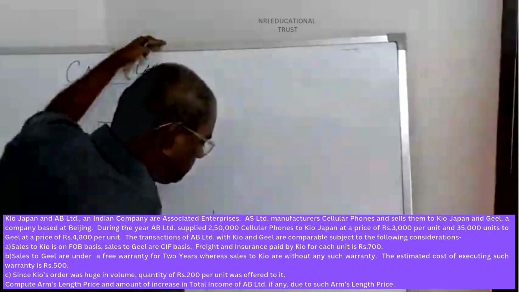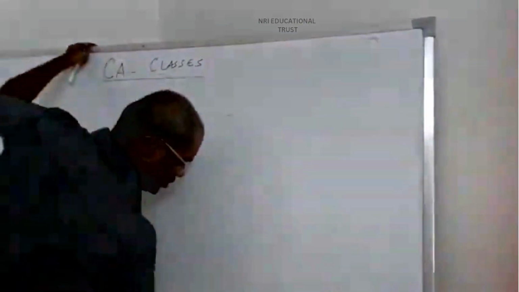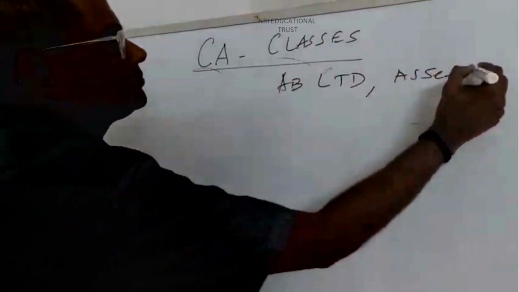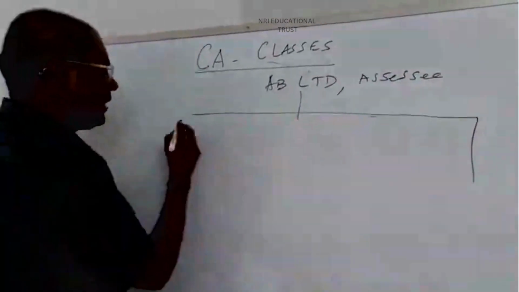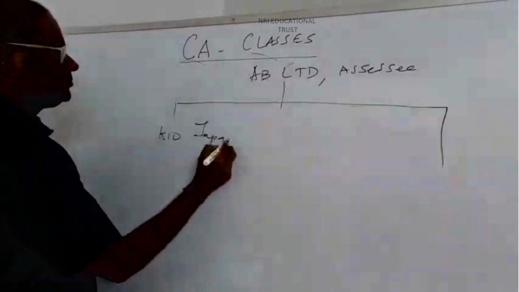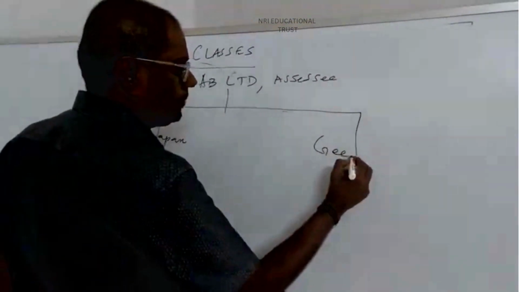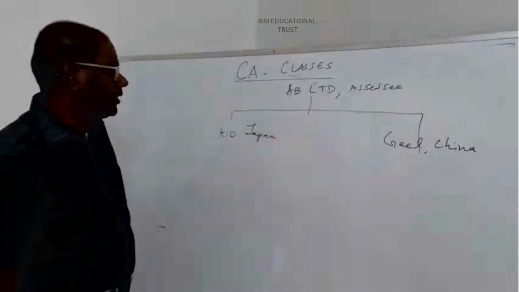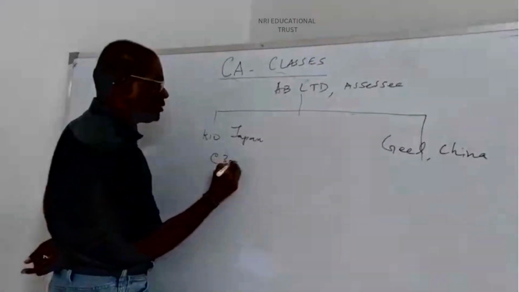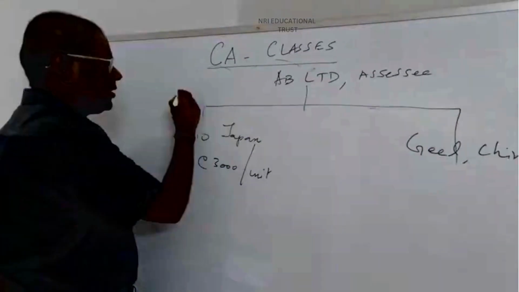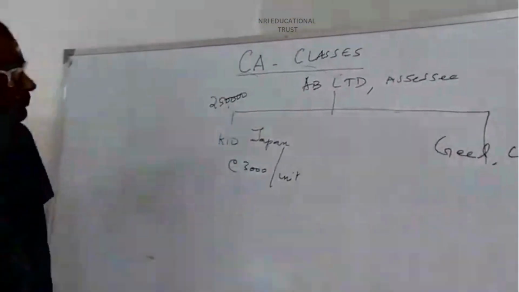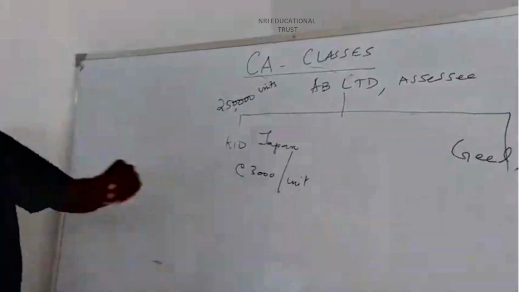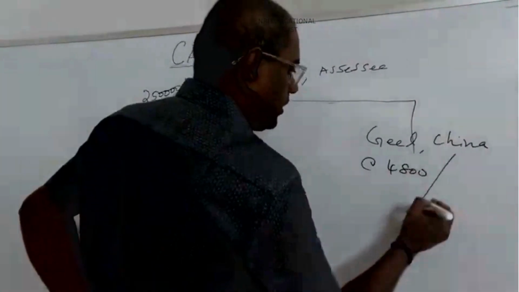Let's have a look at the question. Let's say AB Ltd is the assessee. What they do? They sell to Kio Japan. They also sell to Geel in China. Both are comparable transactions. What is the difference here? Here the price is 3,000 per unit. How many units? 250,000 units given in the problem. I'll write 250,000 units. Whereas Geel China, it is sold at 4,800 per unit.